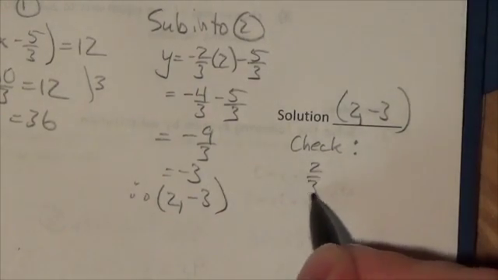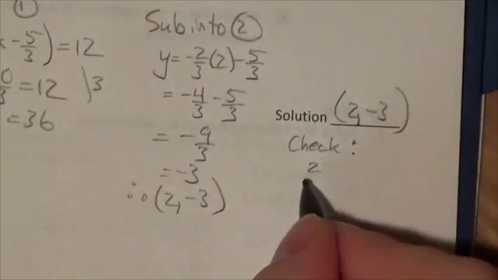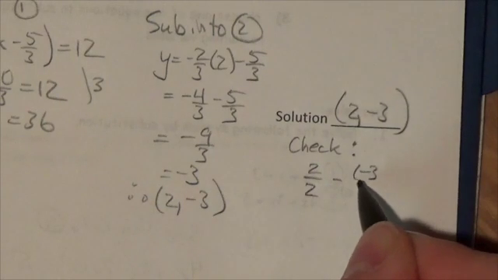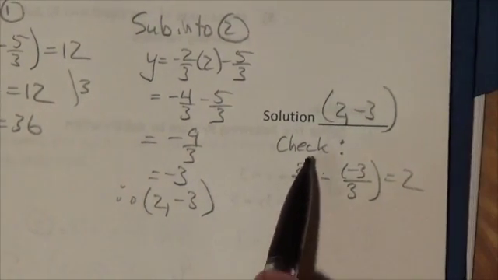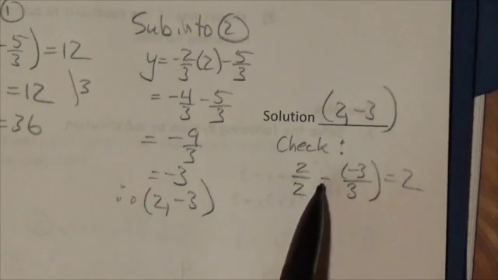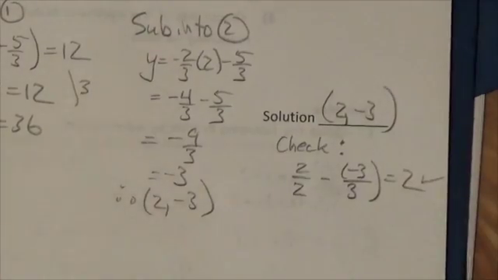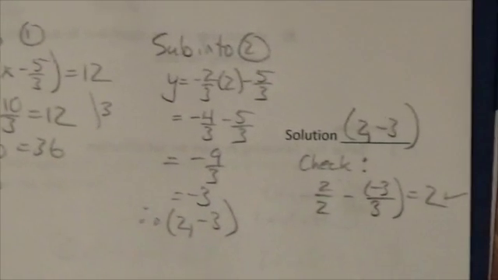So 2 over 2. Whoa. That's not the right equation. What's going on? 2 over 2 minus negative 3 over 3 equals 2. Is that true? 2 over 2 is 1. Minus a negative, that's a positive. Positive 1? Yeah, 2. That's what we were looking for. We wanted it to be equal to 2. So that was the correct solution.